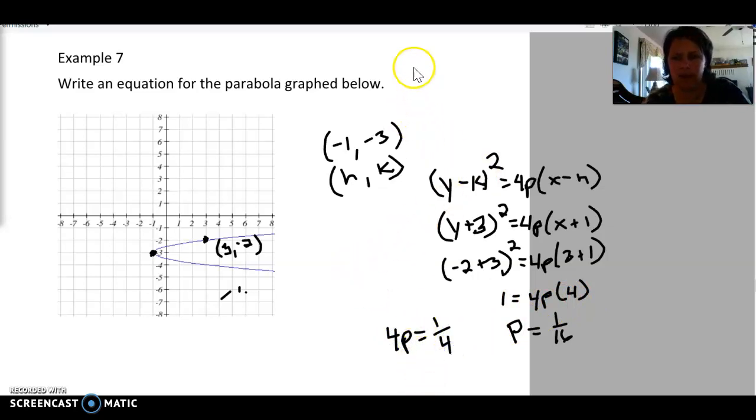Okay, let's go back and write it all out. This is the formula that we want, and so we're going to plug everything in. So we have y plus 3 squared equals 4p, which is 1/4, times x minus h, which is 3. No. Oh, I did that wrong, didn't I? Dang, we got to go back a little bit.